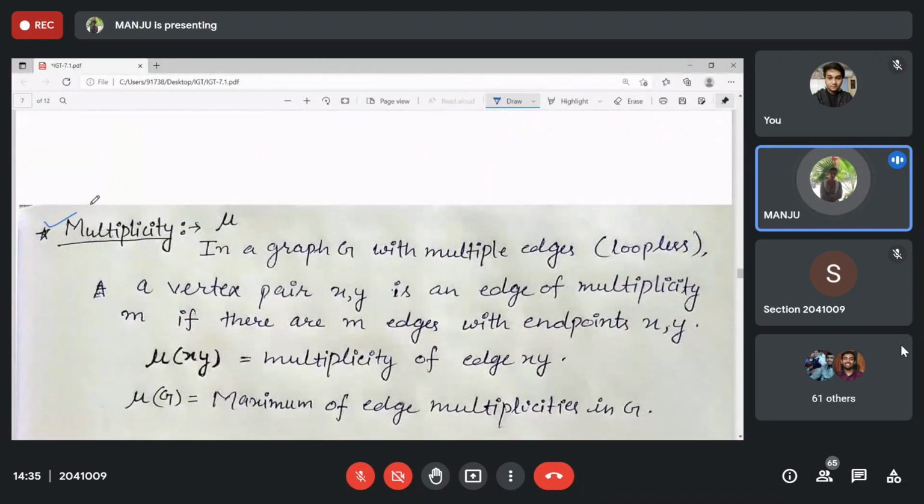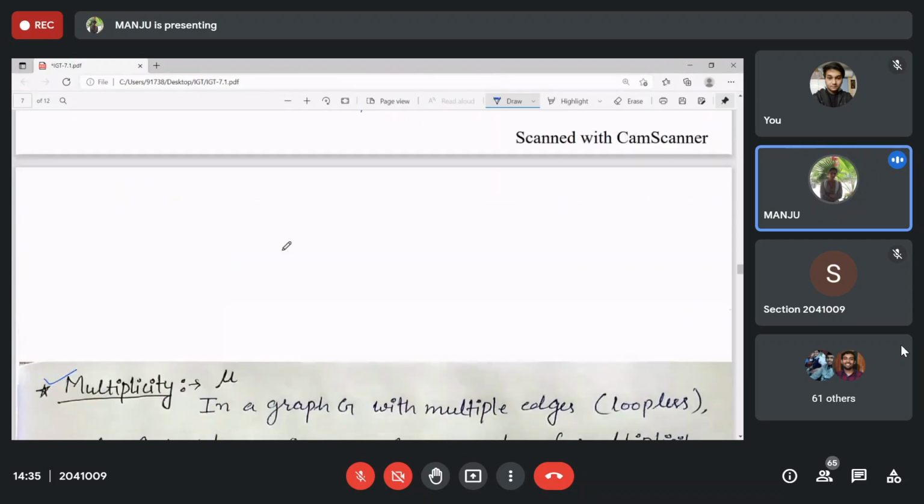Next is your multiplicity. Multiplicity of edges count. Suppose we have 2 vertices in a graph, A and B. So how many edges are present with the endpoints A and B? That will be the multiplicity of edge AB.